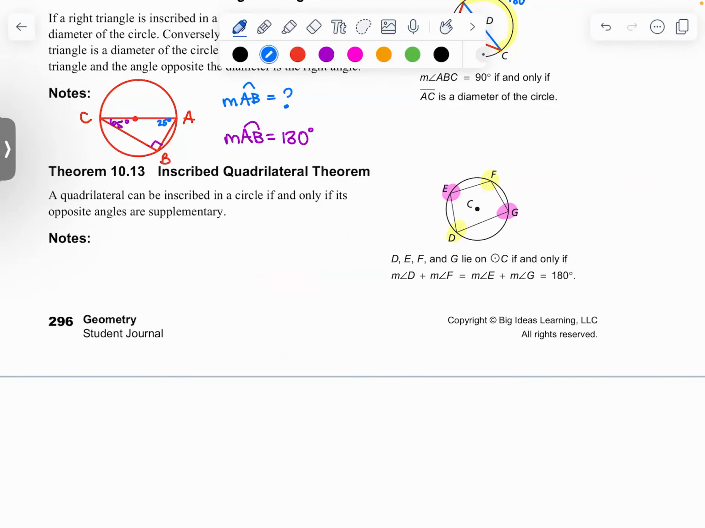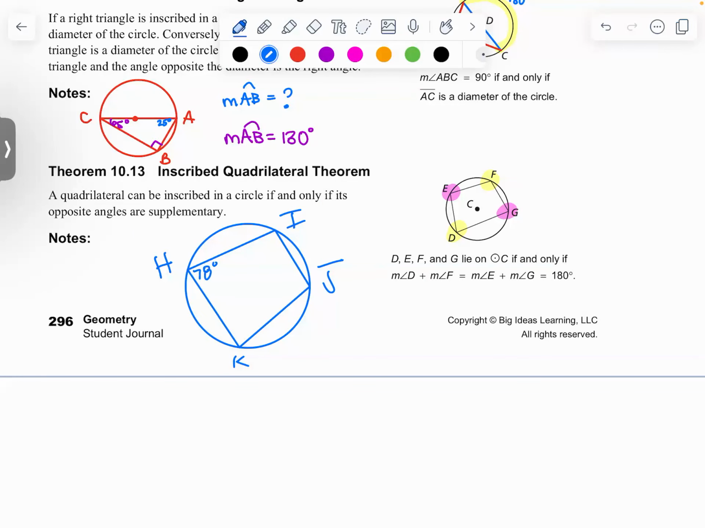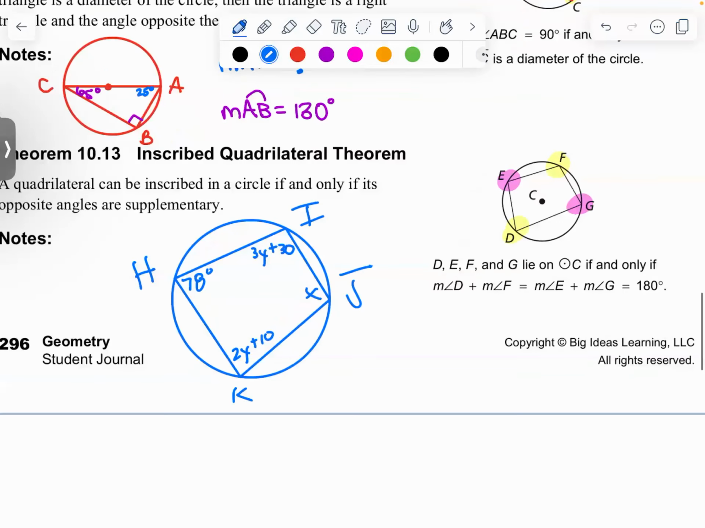So we're going to do an example here. We're going to give H, I, J, K. All right, so here's the picture that you're drawing.